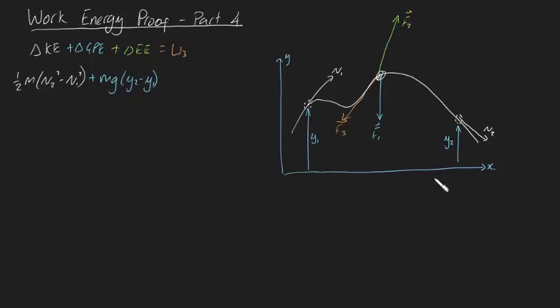Now, delta EE, your change in elastic energy, is a half times k times (L2 squared minus L1 squared), where k is your spring stiffness of your spring, and L1 and L2 are the amounts your spring has been stretched at positions 1 and 2, okay? Now, W3 is just the work done by this mysterious force between your positions 1 and 2, okay?